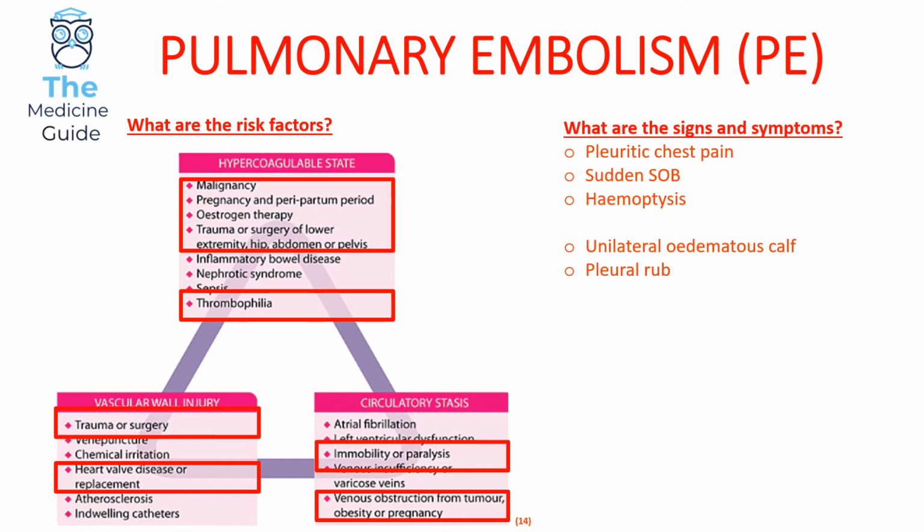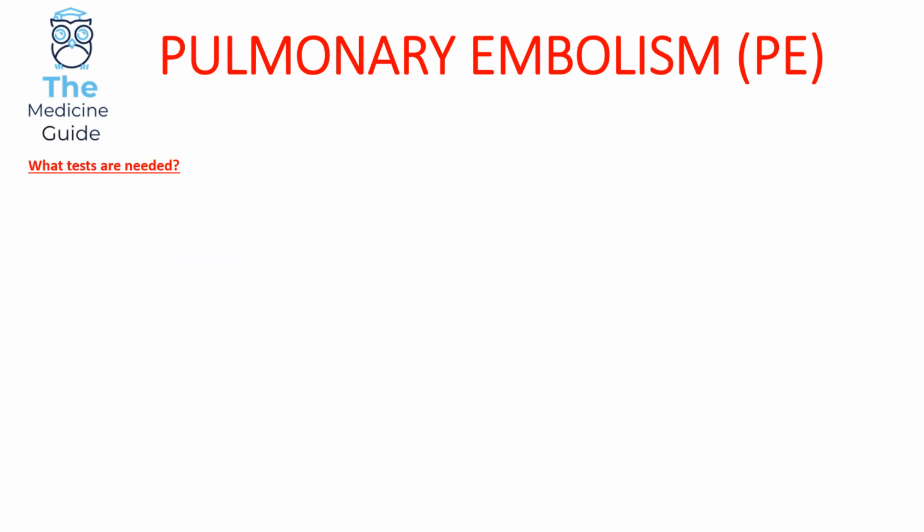Now, the signs and symptoms of PE involve pleuritic chest pain. The patient will have a sudden shortness of breath, they'll complain of hemoptysis, they'll have a unilateral edematous calf because PE can present alongside a DVT, so the source of that emboli leading to the PE will be due to the patient's DVT, so that's why you need to check for a unilateral edematous calf. And also the patients will have a pleural rub, and that's the high yield phrase that comes up time and time again during medical school final exams.